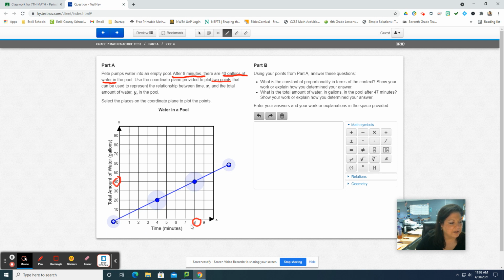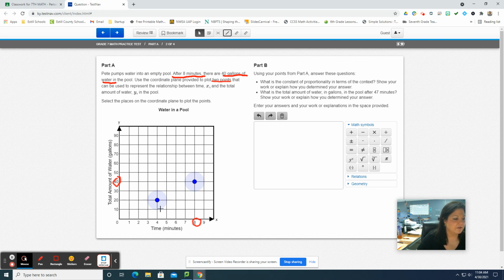I can actually set that up and say if 40 divided by 8 is 5, so 20 divided by 4 is also 5. So I know that is consistent and constant and proportional because the y divided by the x equals the same thing. So those 2 points are on the same line and are proportional. Okay, so I feel like I've answered part A. Select the places on the coordinate plane to plot the points. So I don't need my line anymore. I can get rid of that. Okay, I've got my 2 points.